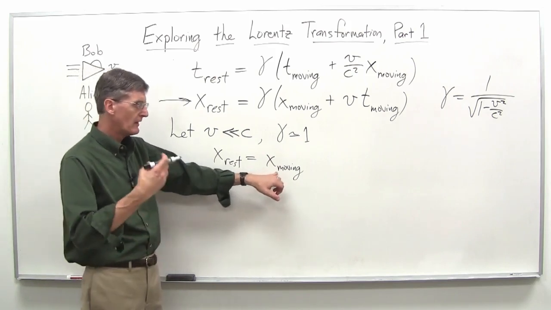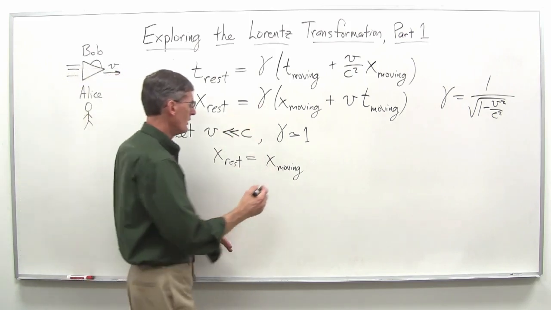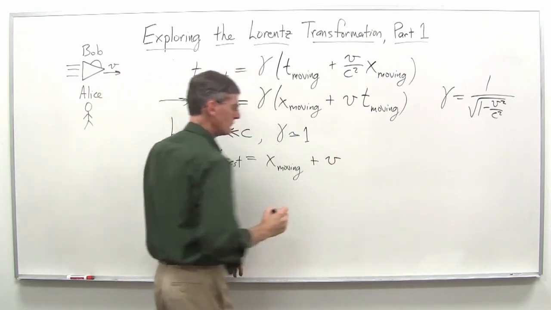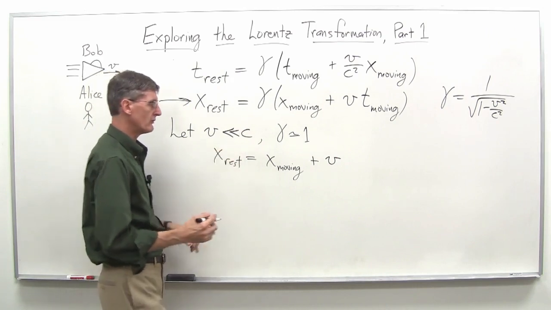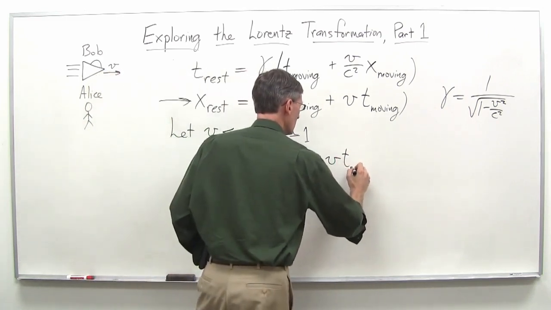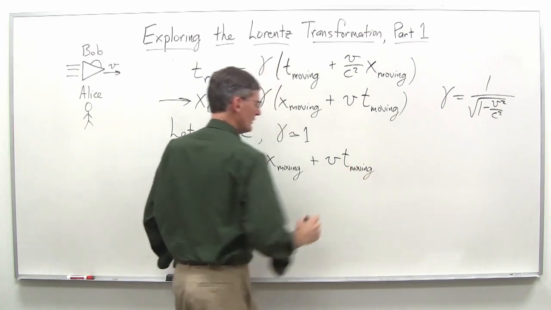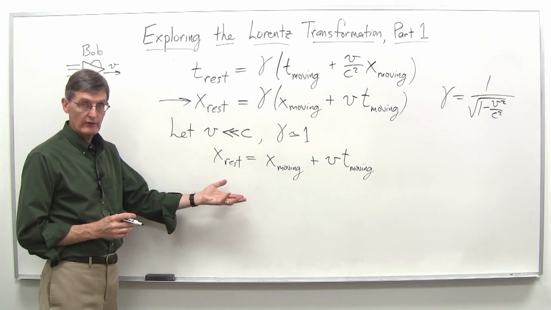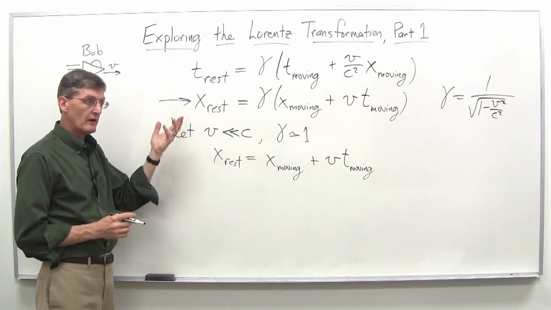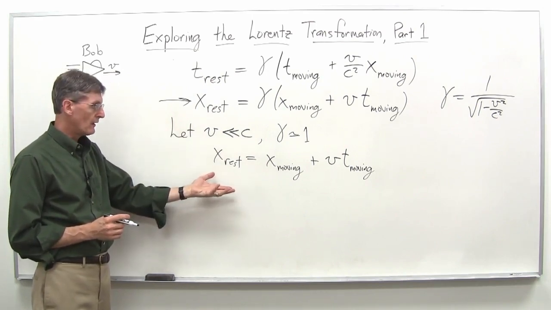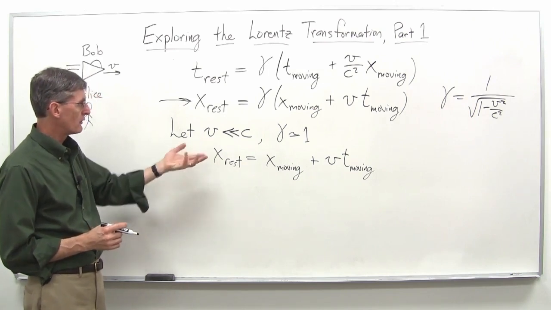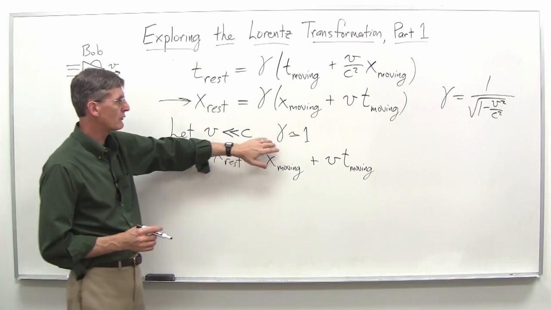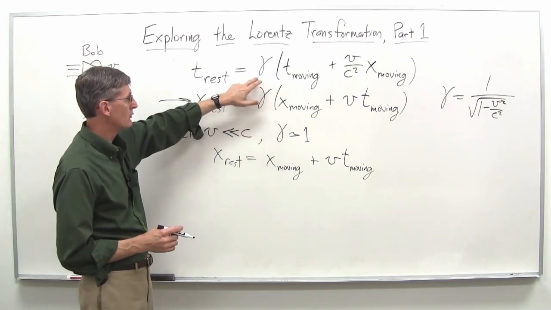So x rest equals x moving here plus a velocity. Okay, it's going to be non-zero. It's going to be much less than c, but still non-zero, times t in the moving frame. In other words, on one of Bob's clocks in the moving frame. Well, what does this remind ourselves of? Hopefully, it reminds ourselves of the Galilean transformation, especially because if we go back up here for a minute and look at the t equation, if v is much less than c and gamma equals 1, look what we have here. Gamma, of course, being 1.